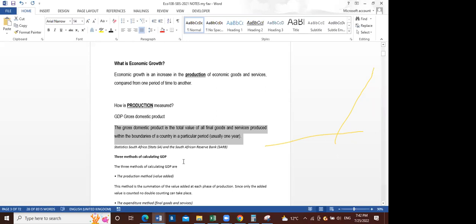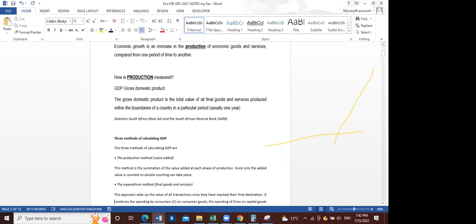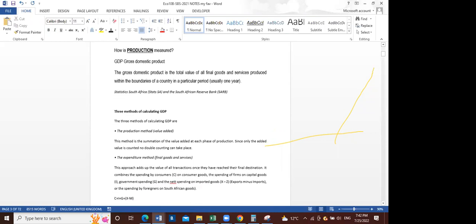So there are basically 3 methods that are used when measuring GDP, which is basically a measure of production that is happening within an economy. Because when production is happening within an economy, we want to know the value of what has been produced.